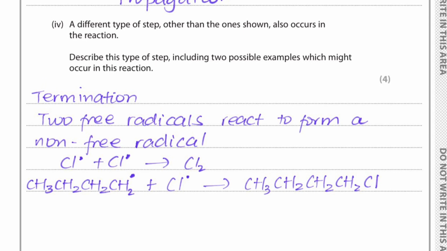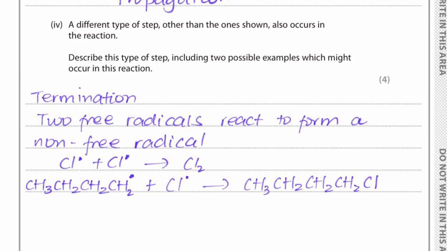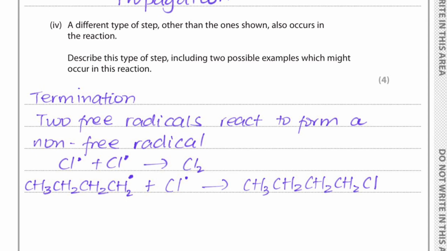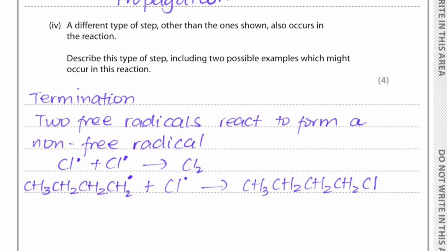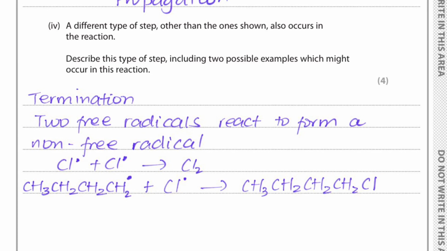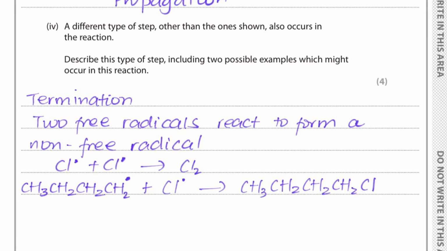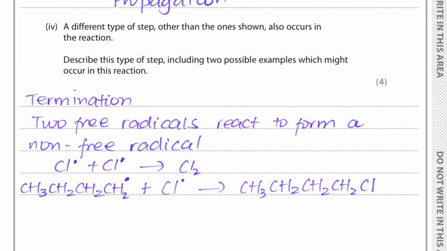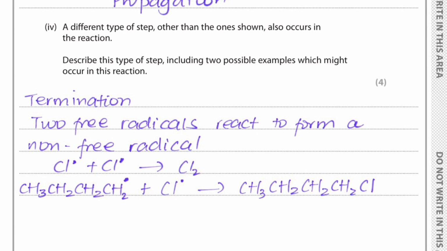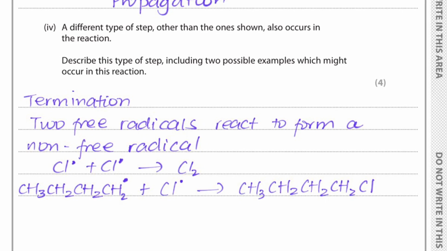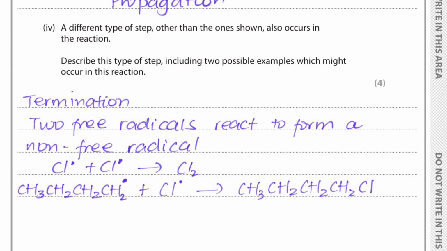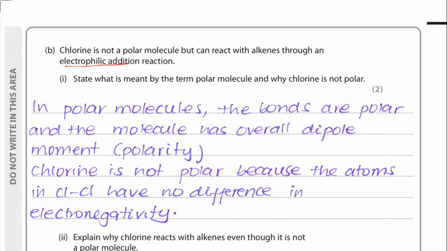In termination, 2 radicals combine to form a stable molecule, ending the chain reaction. There are a few possible ways this can happen. 2 chlorine radicals meet and form chlorine gas. Also, a butyl radical reacts with a chlorine radical to form the organic product. Both of these remove radicals from the reaction mixture and help bring the process to a stop.